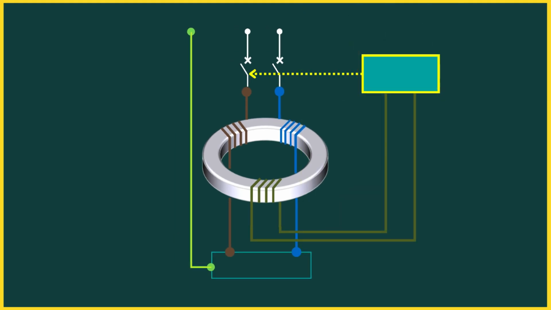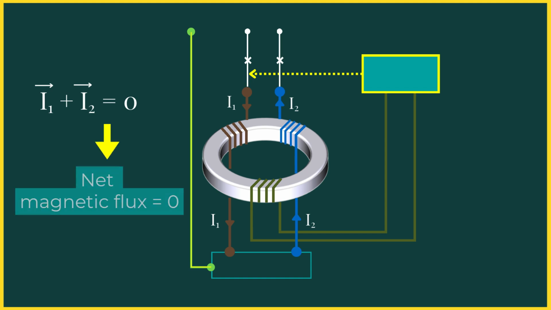Consider a single-phase circuit. The current flowing from the source to the load is denoted as I1. The current returning from the load to the source through the neutral is denoted as I2. By convention, I1 is considered positive. I2 is considered negative. Because the same current leaves the source and returns to it, the vector sum of I1 and I2 is zero. When the vector sum is zero, no net magnetic flux is produced in the toroid. As a result, no voltage is induced in the secondary winding. No current flows in the tripping circuit. Under these conditions, the residual current device remains closed.